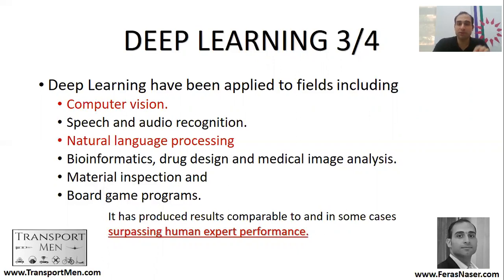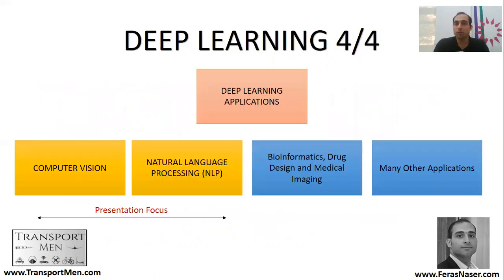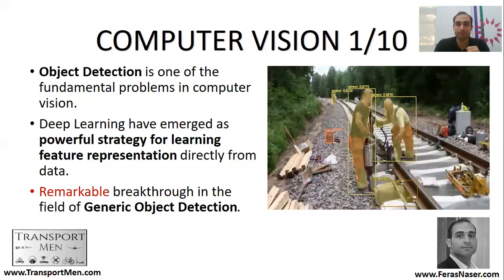My focus in this presentation will be on computer vision and natural language processing. To put this in a visually understandable manner, deep learning has many applications, and you can see in the yellow boxes that the focus of the presentation will be on computer vision and on natural language processing. Of course, there are others, but we will not be talking about them. So computer vision has many problems, but one of the problems is object detection.